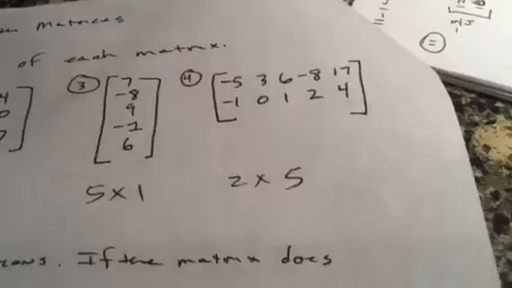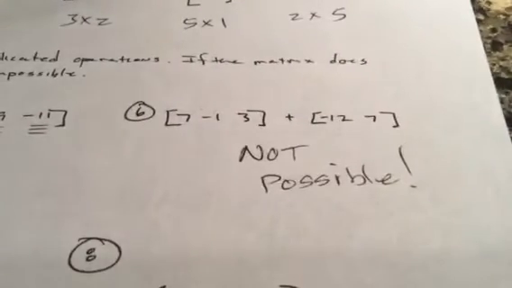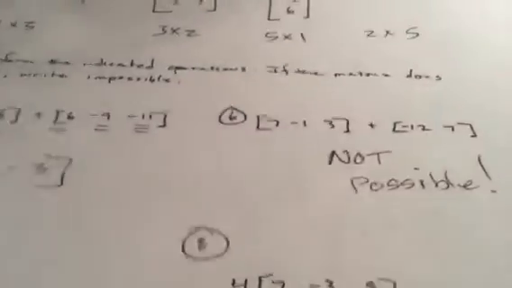Here we are on the first page, number 1, and I'm just going to roll through some answers here. Give the dimensions: 2 by 3, 3 by 2, 5 by 1, 2 by 5. It's row by column. Guys, at number 5, just simply add -7 and 6, and then so forth. Number 6 can't be done. You can only add and subtract matrices that have the same dimensions.